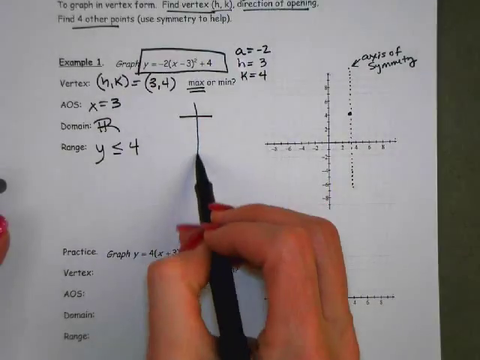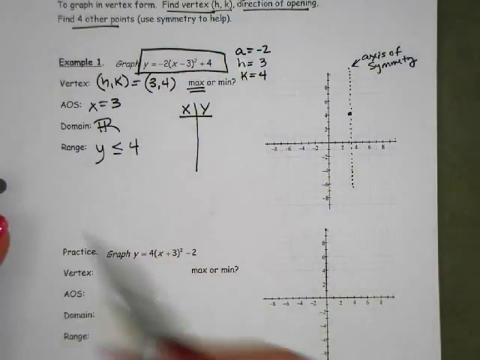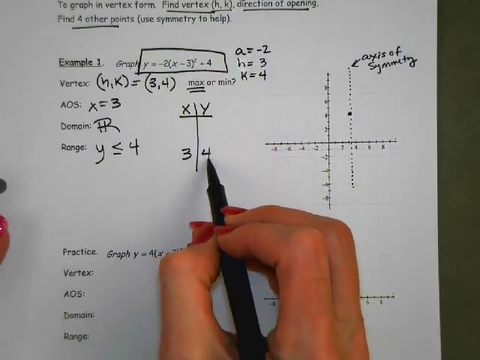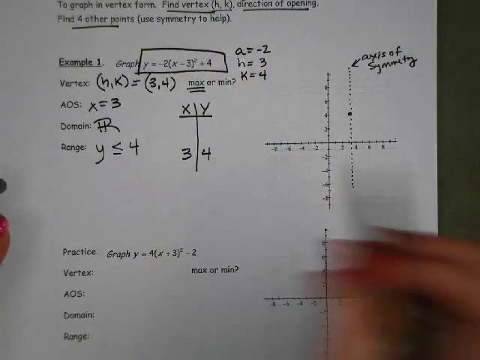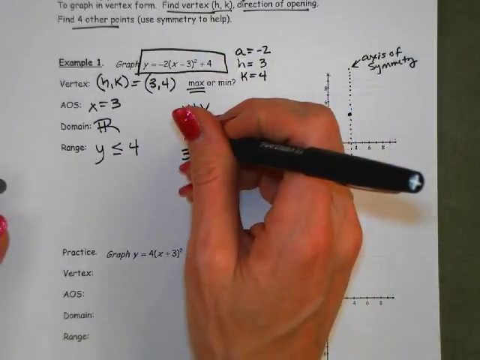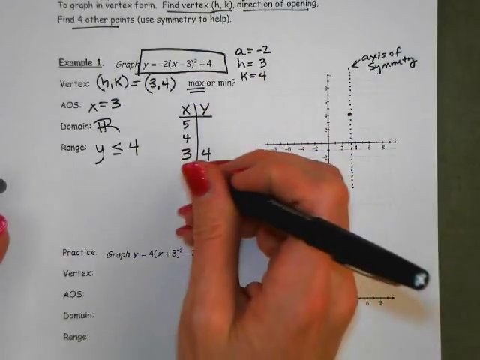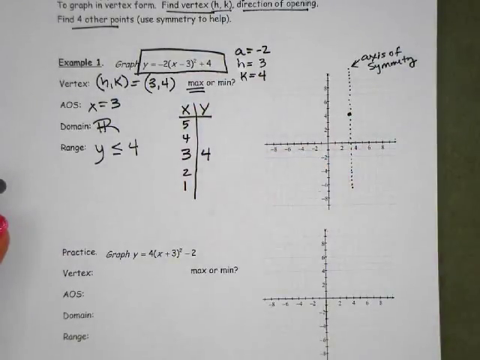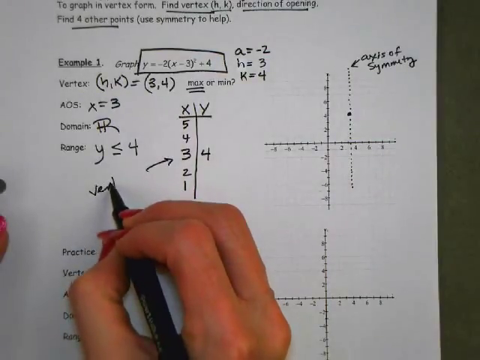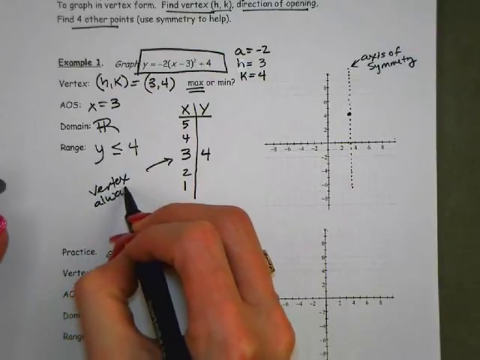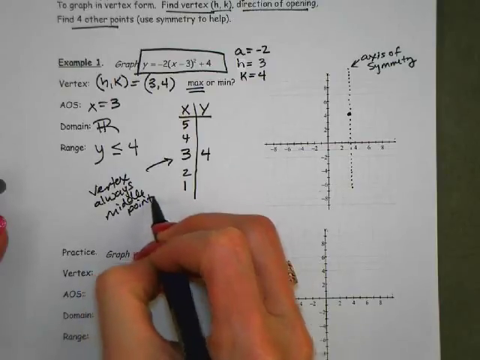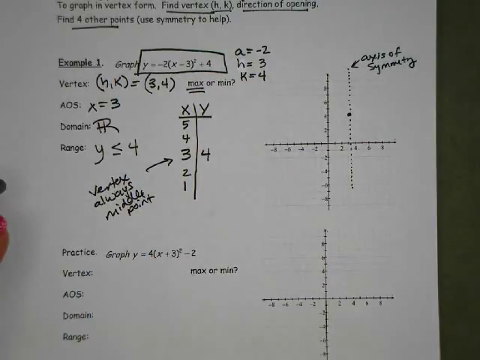So to find a couple of points to plot, I'm going to put my vertex in the middle, so 3, 4. The vertex should always go in the middle of your T-chart. And then I'll just do 2 up and 2 below. So I'll go 4 and 5, and then I'll go 2 and 1. So your vertex is always the middle point.